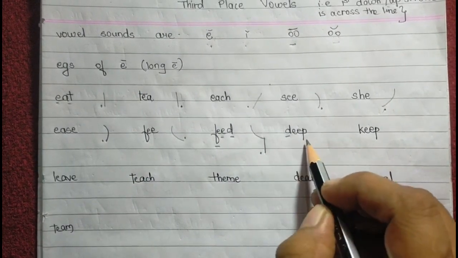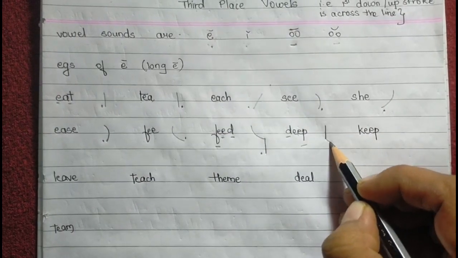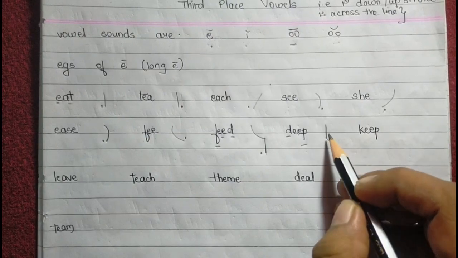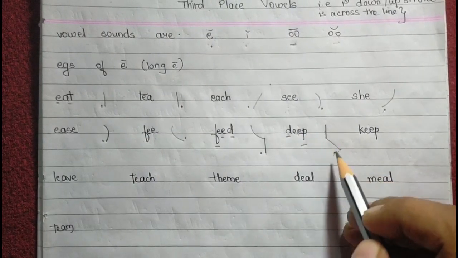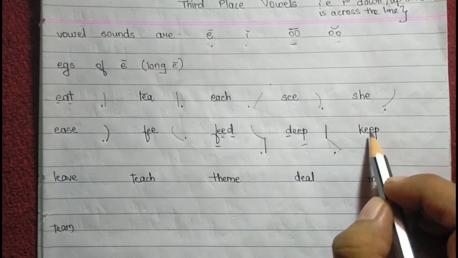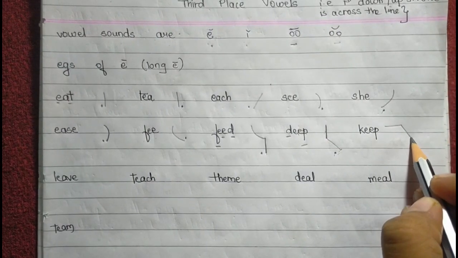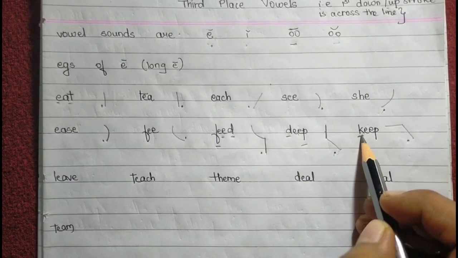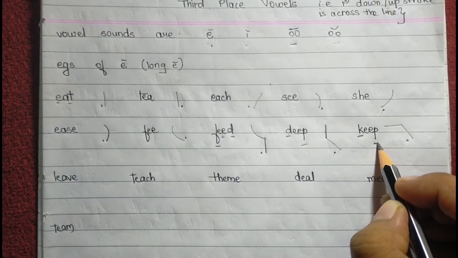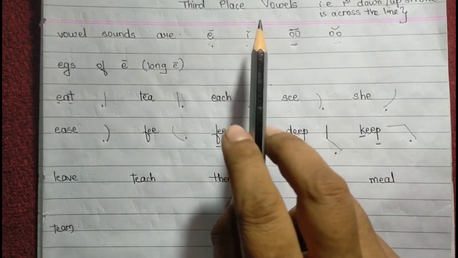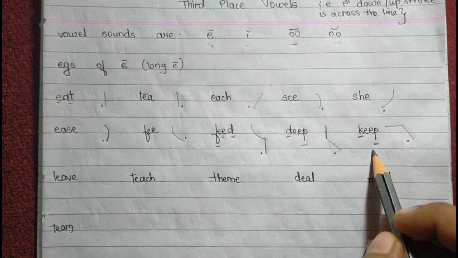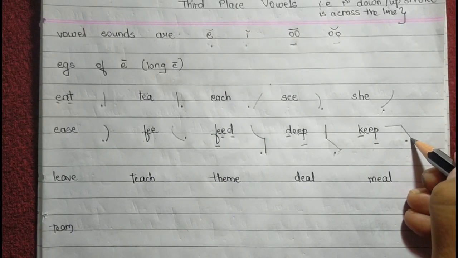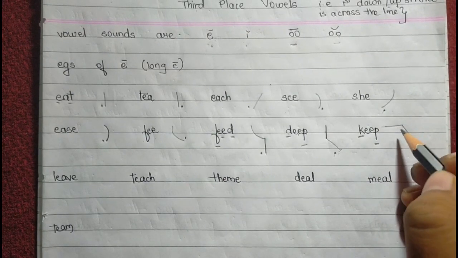Similarly deep. D, P and E. Before the second stroke, it is coming between two. Deep. Keep. So K, P, E. Now remember, K is a horizontal stroke, P is a downstroke. The first rule is the first downstroke or upstroke is written across the line. So P is written across the line and K is above the line. Keep.